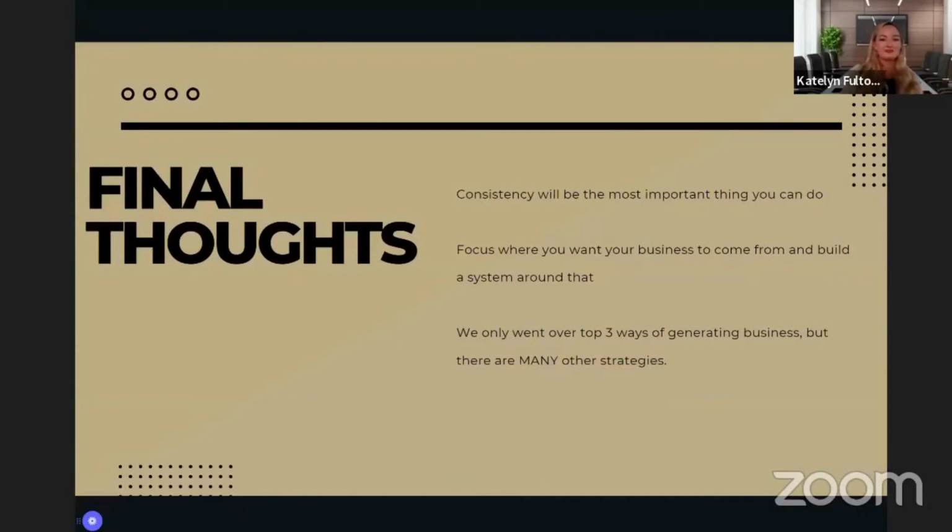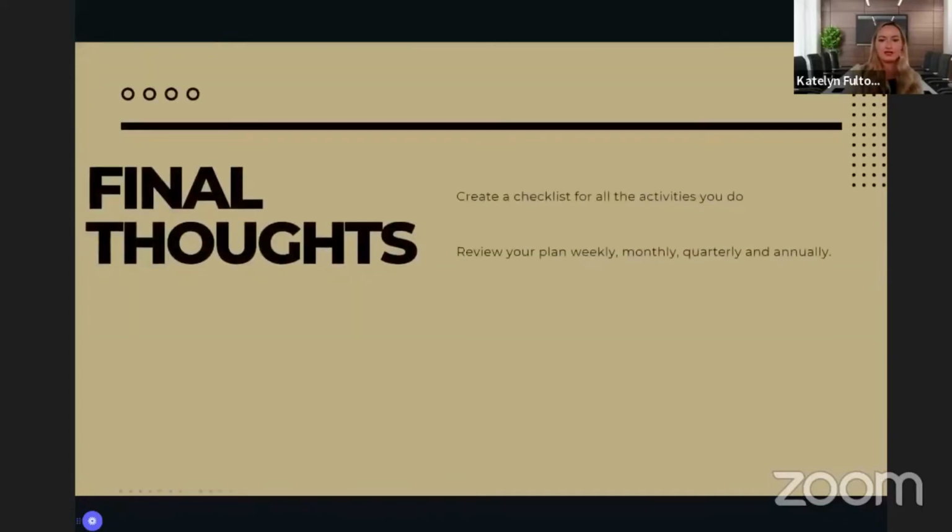Okay, final thoughts. Consistency is going to be the most important thing you can do. Focus where you want your business to come from and build a system around that. We only went over three ways of generating business, but there are many, many other strategies, and you can be as creative as you want. And create a checklist for all the activities that you do, and review this plan weekly, monthly, quarterly, and annually.